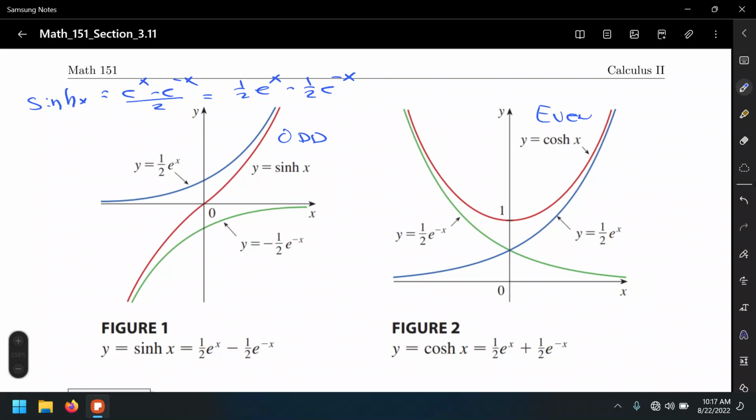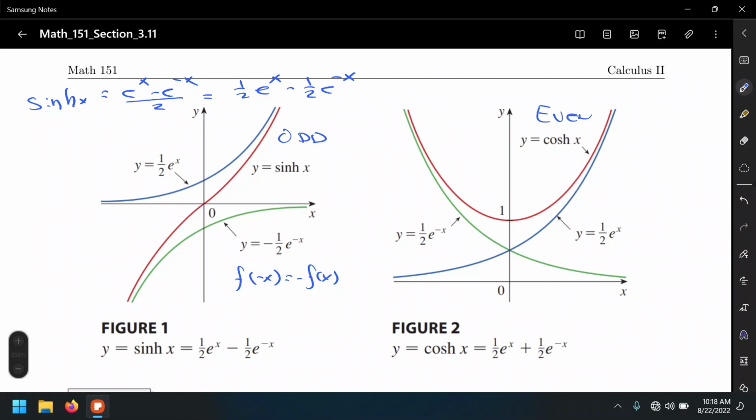That's another thing in common between the trigonometric functions and the hyperbolic functions. If we recall from basic trigonometry, the sine function is an odd function because f of negative x equals negative f of x. That's the condition for oddness of a function. Or if you observe the graph, it is symmetric about the origin. That is, if you turn the graph 180 degrees and you end up with the same graph, that means the function is indeed odd.